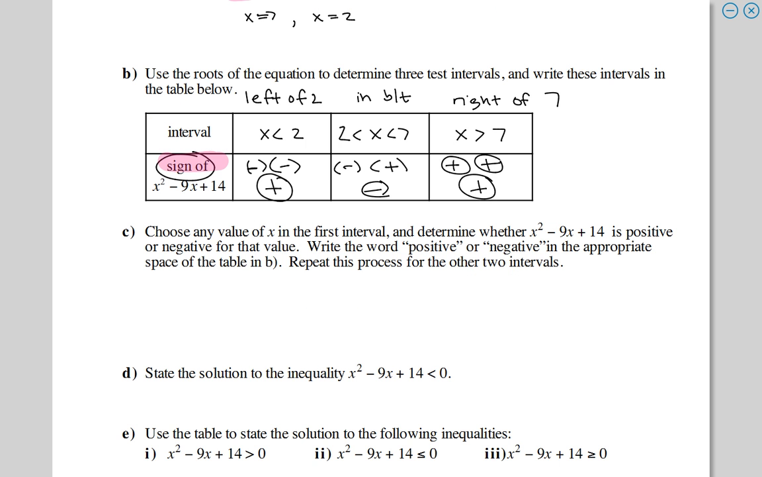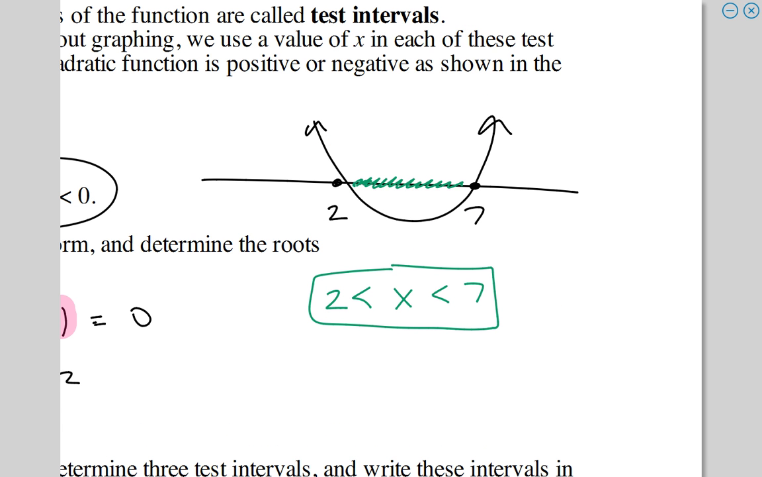Okay, so it says state the solution to where it is less than 0. Where would it be less than 0? It would have to be this one. Why is it this one? Because it came out negative. So you'd use this interval. That's the solution to this problem. Where is this function negative? Well, between 2 and 7. Now, isn't that what we said right at the beginning? Because it's so easy.